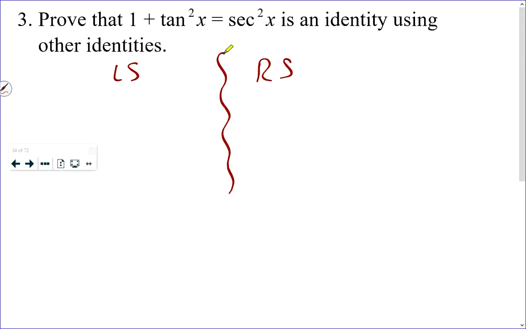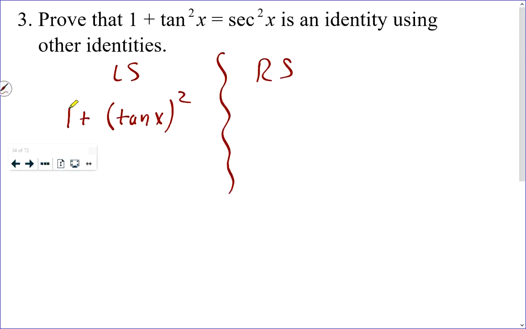But we always start, not always, but we're going to start with changing everything to sine and cosine. That's my first suggestion on that list. I have 1 plus tan squared, and I'm going to write this as tangent of x quantity squared. When you see what the next step is, I don't think you really need to write this.